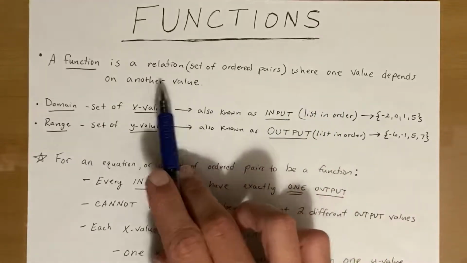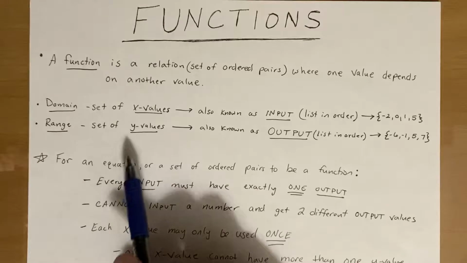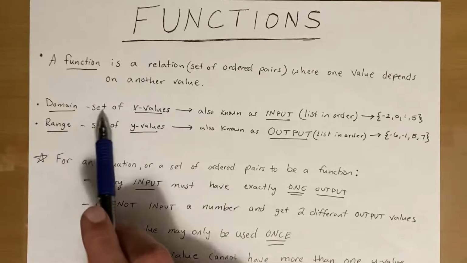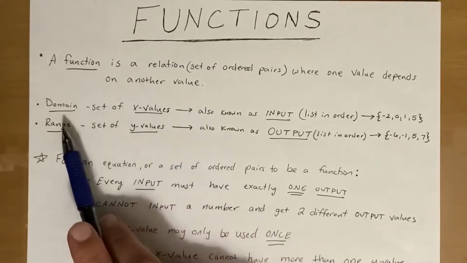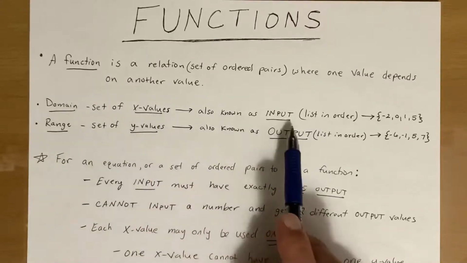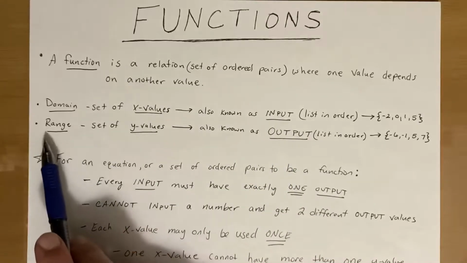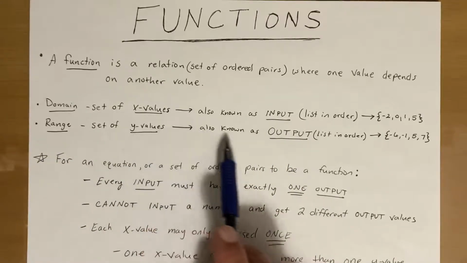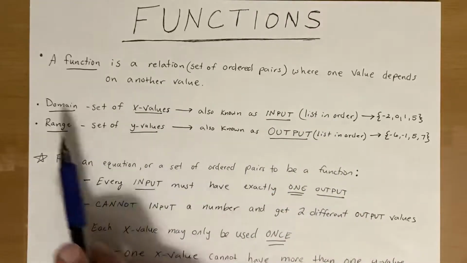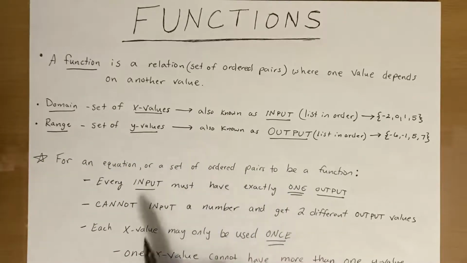Okay, so in our definition of a function, when it said values, that's talking about our domain and range, or our x values and our y values. Okay, so the domain is the set of x values. Domain, x values, also known as the input. So those three words mean the same thing. Domain, x values, input. Range is the set of y values, also known as the output. So domain, range, x, y, input, output. Those are all the same thing.